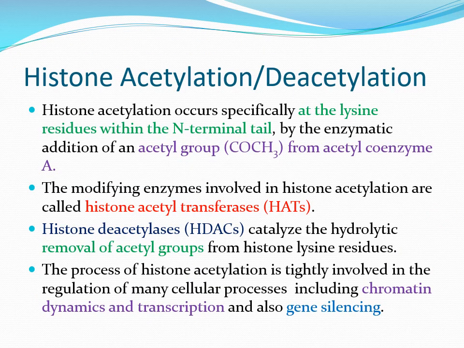So first we are going to talk about the histone acetylation and deacetylation process. This histone acetylation occurs at the lysine residue within this N-terminal tail of H3 and H4 histone proteins. And this acetyl group is provided by the acetyl coenzyme A, and the enzymes that catalyze this process are the HATs, or the histone acetyltransferases.